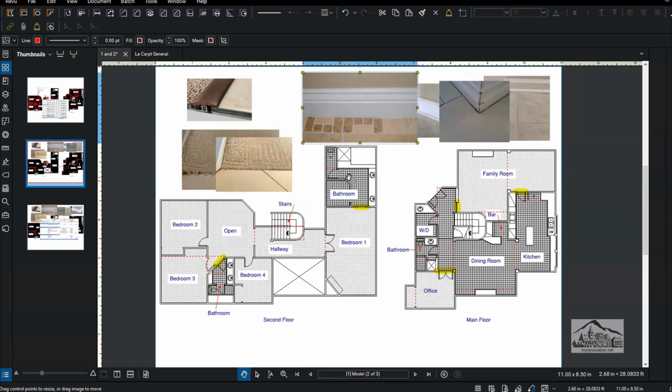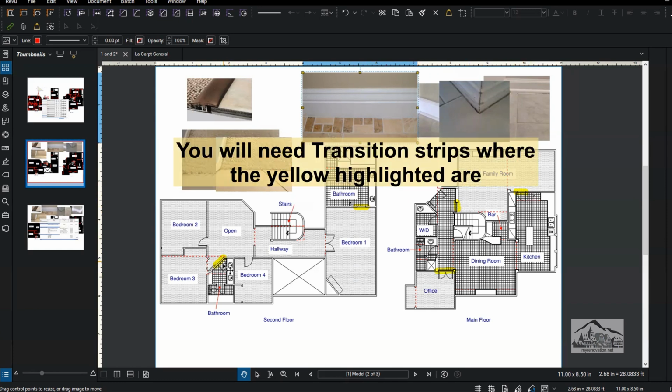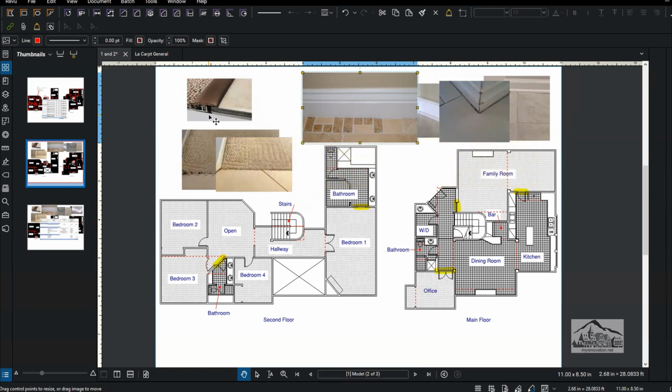The other thing is, where you have a transition, where the tiles meet the carpet, in this area I highlighted, you're going to need a transition strip. This transition strip, we call it a T-mold. This is a T-mold here. The reason we call it a T-mold is because it looks like a T. So this is the tile, and this is the carpet, so we have a T-mold.